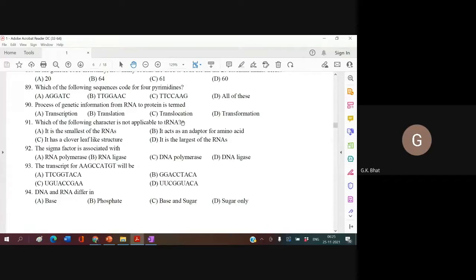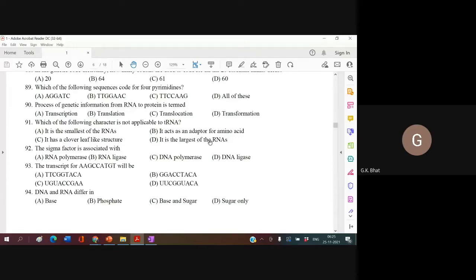You know, tRNA is also called? Adapter. Soluble RNA. Yes, soluble RNA. So, it is the smallest of the RNAs. Right? It is correct. It acts as an adapter for amino acids. Yes, it is correct. It has a clover-leaf-like structure.